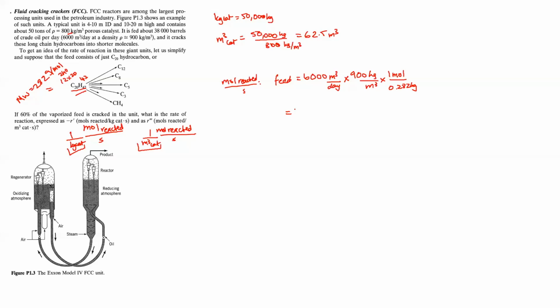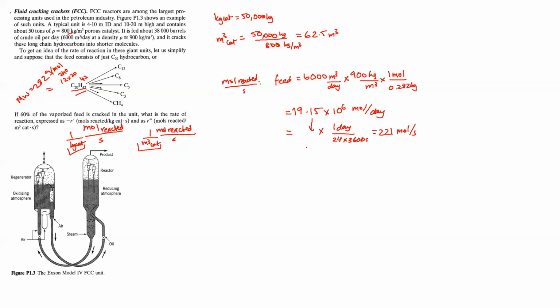Let's see. It's about 19.15 times 10 to the power 6 moles per day. I'm looking for moles per second, so let's convert this to seconds. So I'm gonna take this and multiply it by 1 day over 24 hours, 1 hour over 3,600 seconds. And this will give me about 221 moles per second, right?